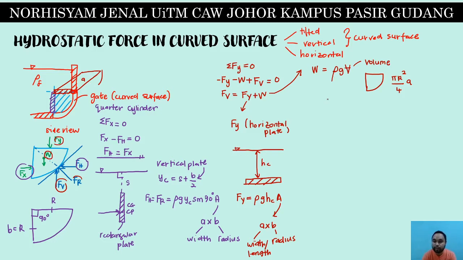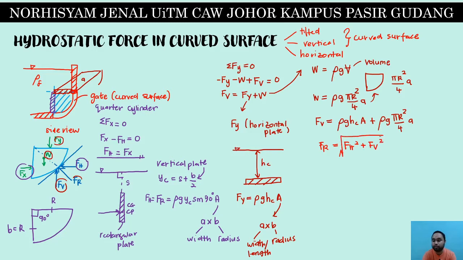Okay, so W should equal rho times g times pi r square over 4 times a. This is due to the quarter circle shape of the liquid, or for this case the volume should be a quarter cylinder. When we get the answer, we can combine Fv to be equal to rho g Hc A plus rho g pi r square over 4 multiplied by a. So when we are done with this, we have to find out Fr, and Fr is just equal to Fh square plus Fv square, and then the square root of that should be the answer for Fr.